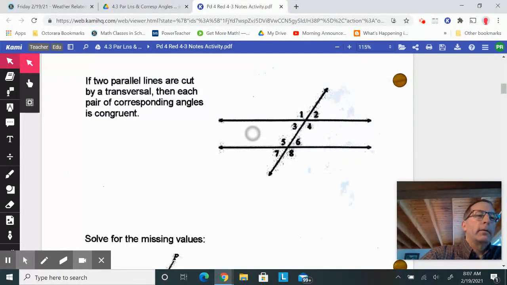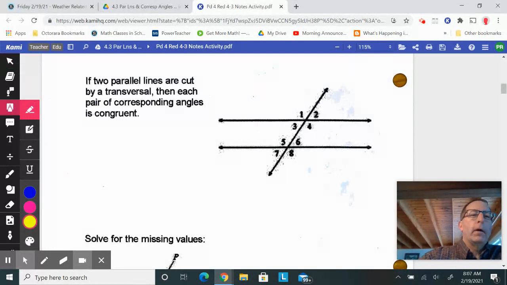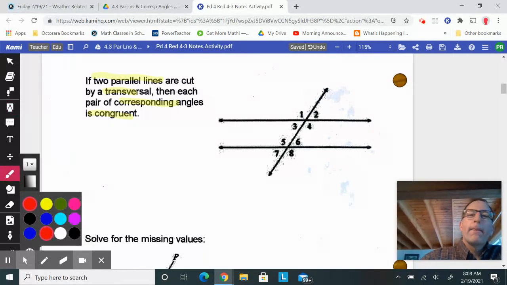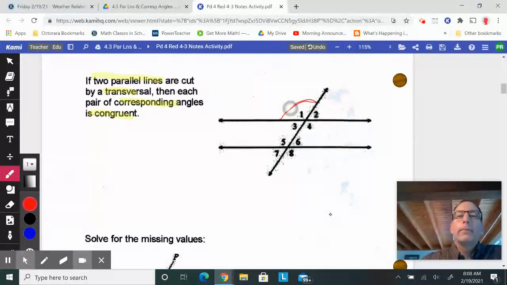It talks about if two parallel lines are cut by a transversal, then each pair of corresponding angles are congruent. So let's go through and look at all the angles that are congruent. So angle 1 corresponds to which other angle in the other intersection? It would be angle 5.